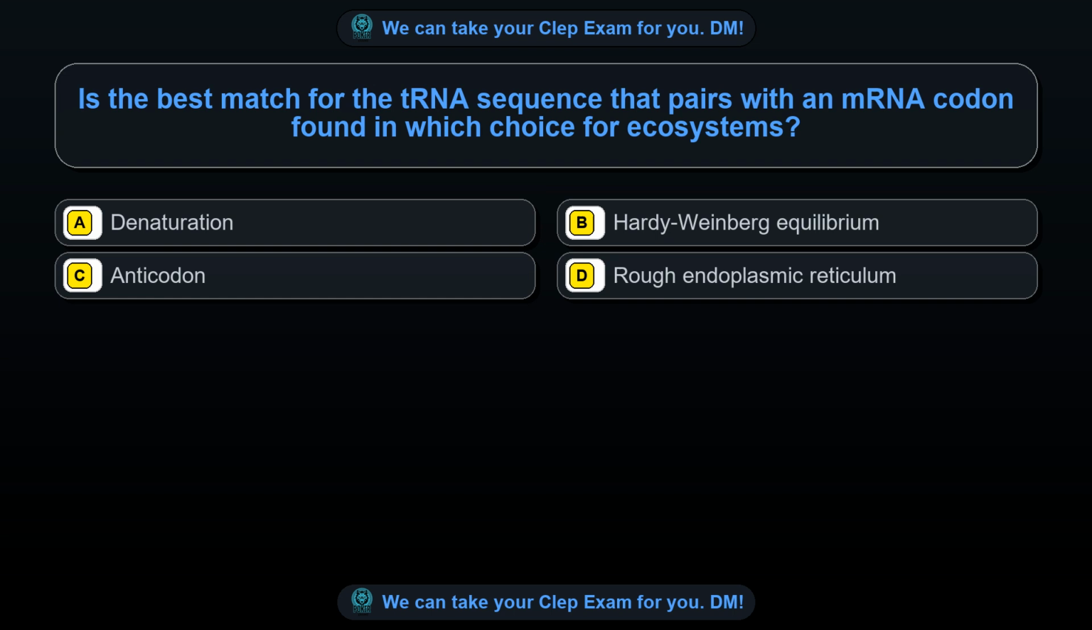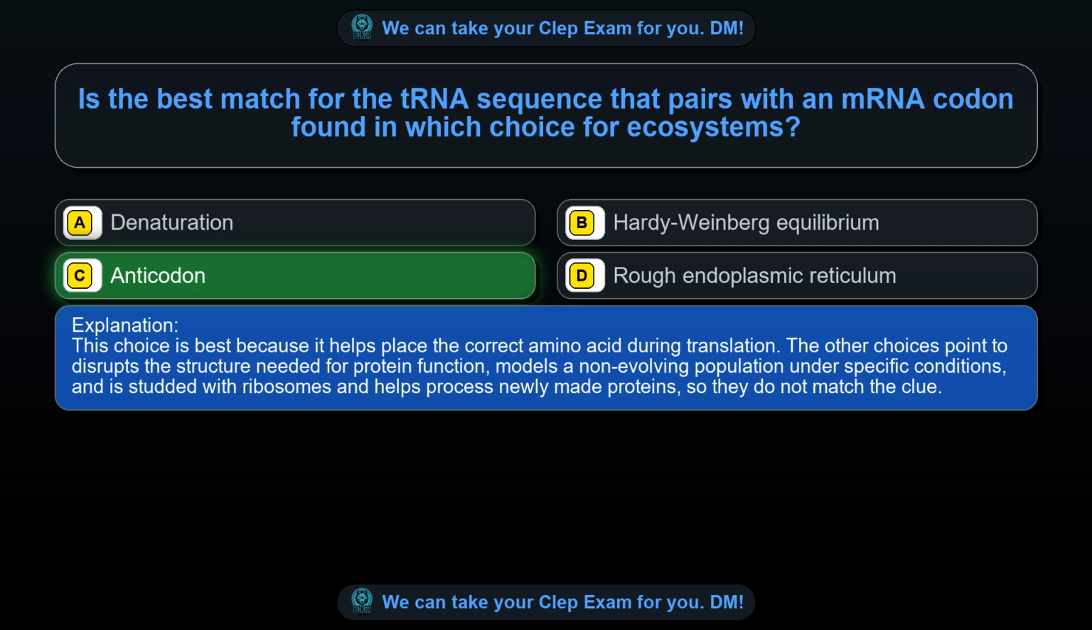Question 79. Is the best match for the tRNA sequence that pairs with an mRNA codon found in which choice for ecosystems? Option A, denaturation. Option B, Hardy-Weinberg equilibrium. Option C, anticodon. Option D, rough endoplasmic reticulum. The correct answer is option C, anticodon. This choice is best because it helps place the correct amino acid during translation. The other choices point to disrupts the structure needed for protein function, models a non-evolving population under specific conditions, and is studied with ribosomes and helps process newly made proteins, so they do not match the clue.